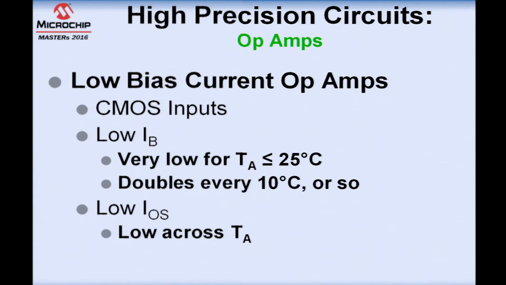There are also op amps that have low bias current. So most CMOS op amps have fairly low input bias current, but all amplifiers have to have ESD diodes. So even with CMOS, we're going to get bias currents because of the ESD diode. And because they're silicon diodes, you're going to have a doubling of your current every 10 degrees C or so, depending on how it's designed.